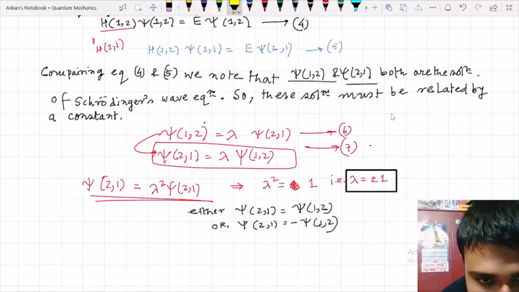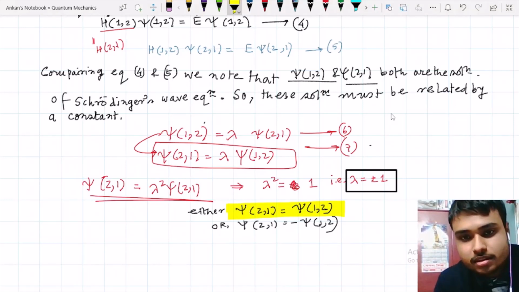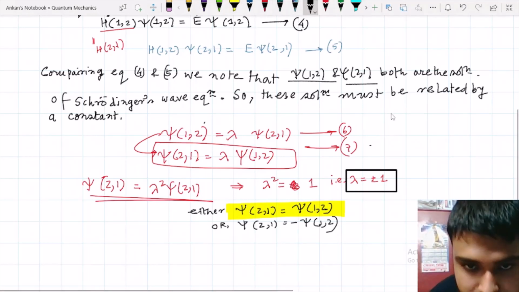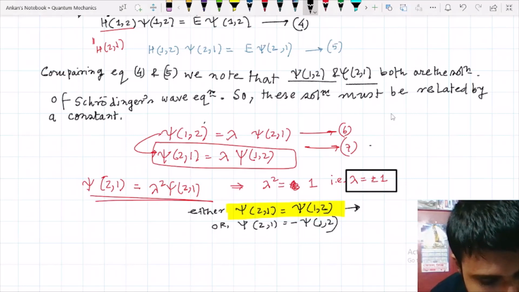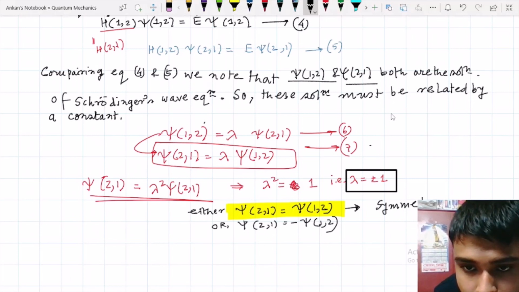The first case, in which by exchanging the state of the particle 1 and 2 the wave function remains unchanged, is known as the symmetric wave function.